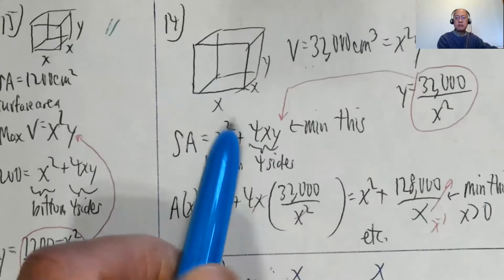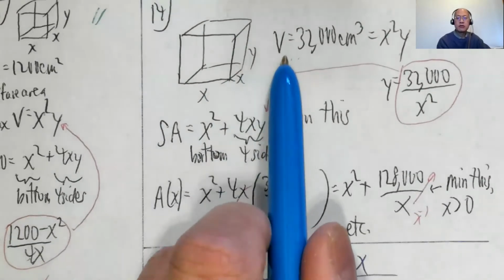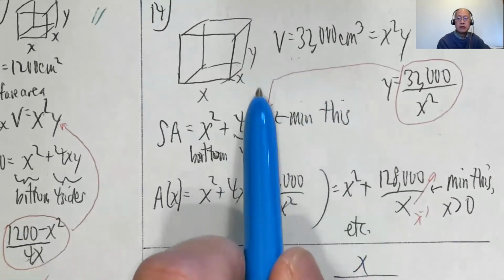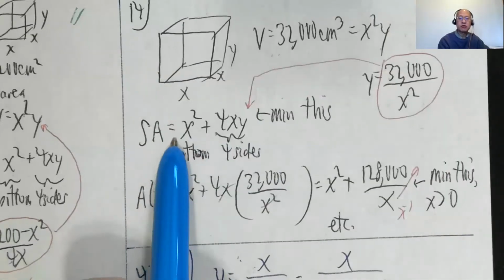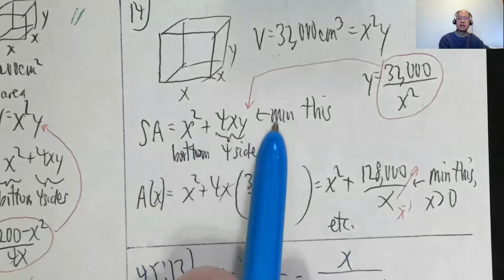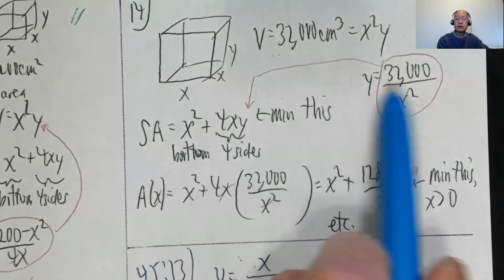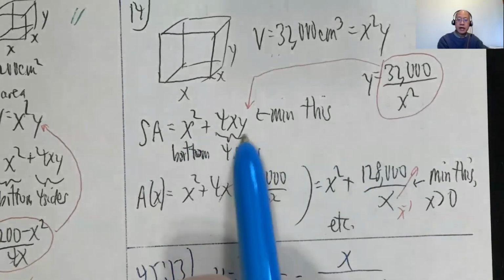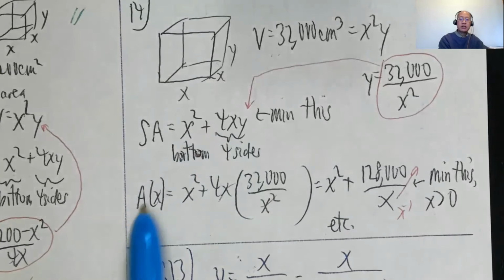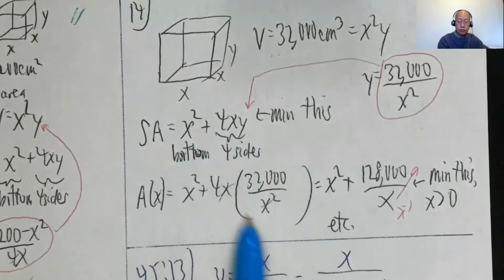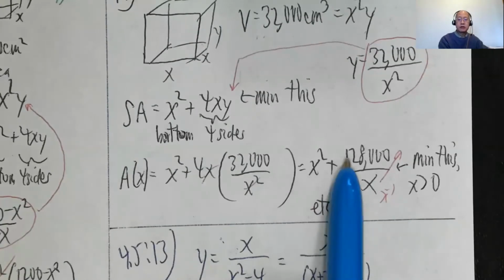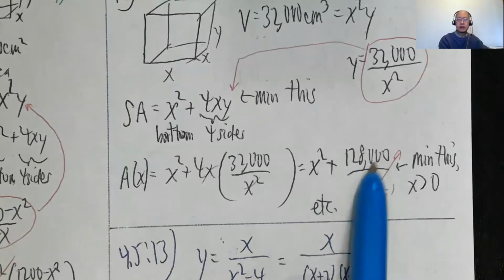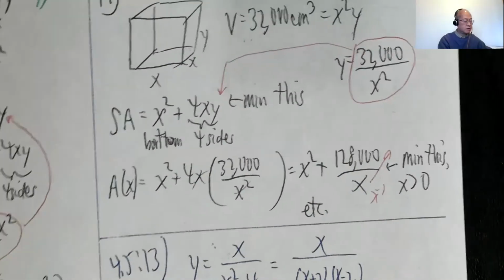14 is similar. The volume is 32,000 centimeters cubed. You try to minimize the surface area, which is x squared plus 4xy, minimizing this. Okay, so y is 32,000 over x squared. Plug that in here. A of x is x squared plus 4xy. That's x squared plus 128,000 over x. And you try to minimize this and finish the rest of that on your own.